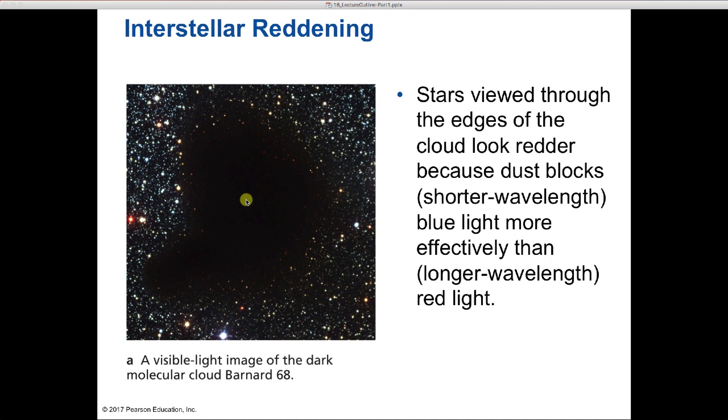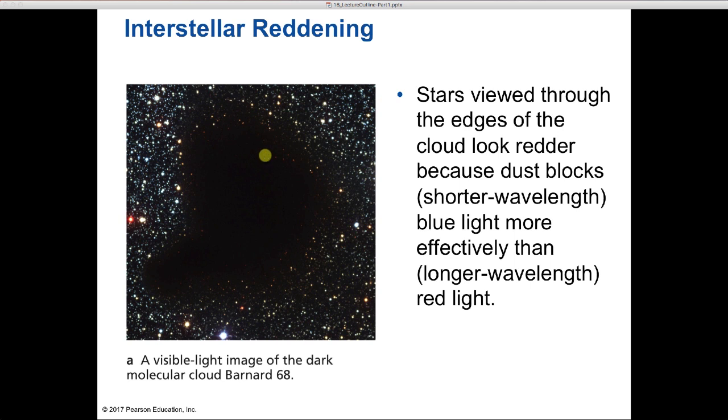And the way we know this is because we can look at this object in different wavelengths. So this is a visible light photograph, and you can see stars around the outside of it, and you can see stars near the edge looking very red. That's just like a sunset. The blue light that these stars are giving off is being scattered away, and the main light that's coming through is more the red light.